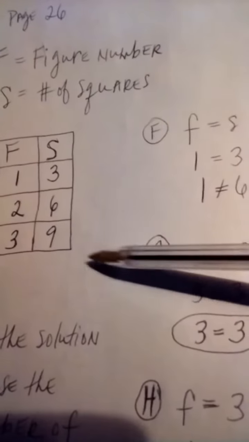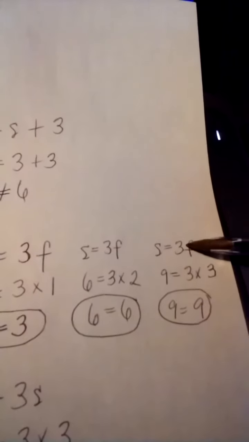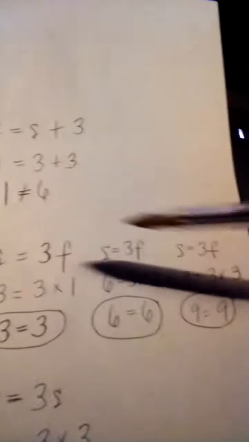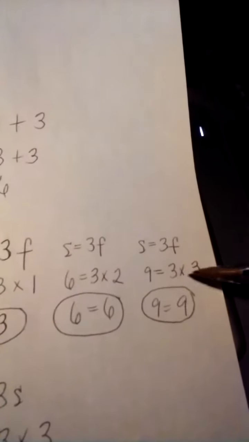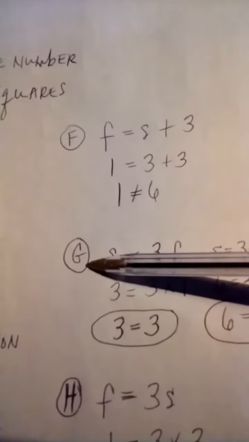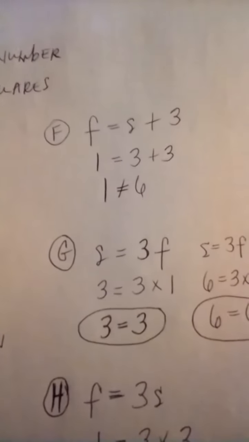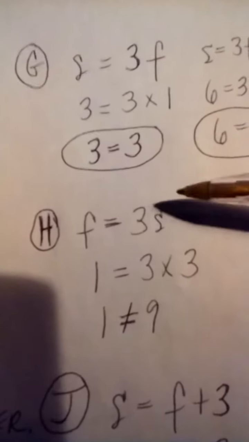S equals 9. And we set that equal to 3 times. The other 3 came from our F here. When plugged into our formula and solved, we get 9 equals 3 times 3, which is 9. Therefore, G is our answer. But because we're given various formulas, we need to test them all. Let's quickly test H.